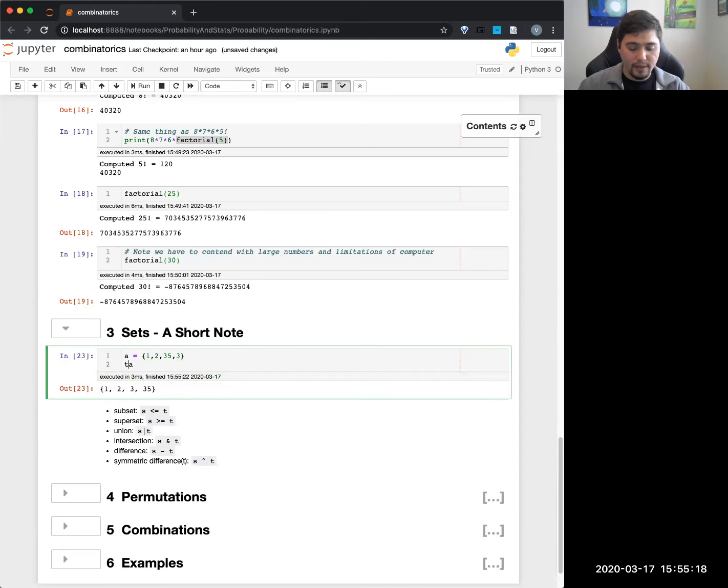Note that I can just type set A. The reason this is really nice is that we don't care about repeats. So for example, if I have 1, 1, 1, 1, 1, 1, it's just going to count it once. If it's either in there or it's not in there, it doesn't care about duplicates. Okay, and that works really well with probability. But I thought I'd just mention this really quickly.